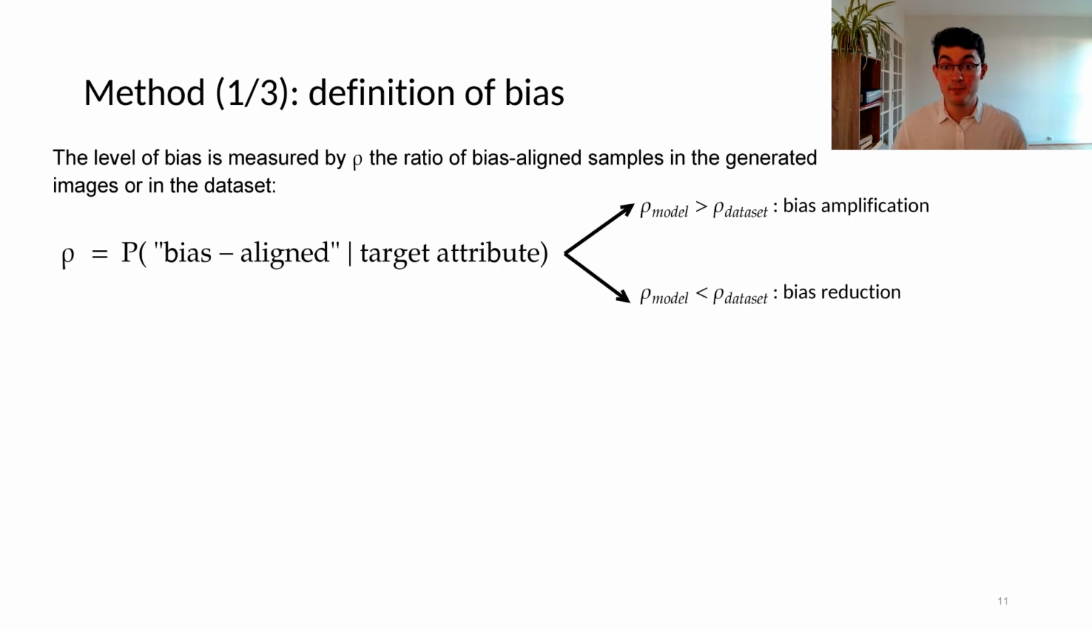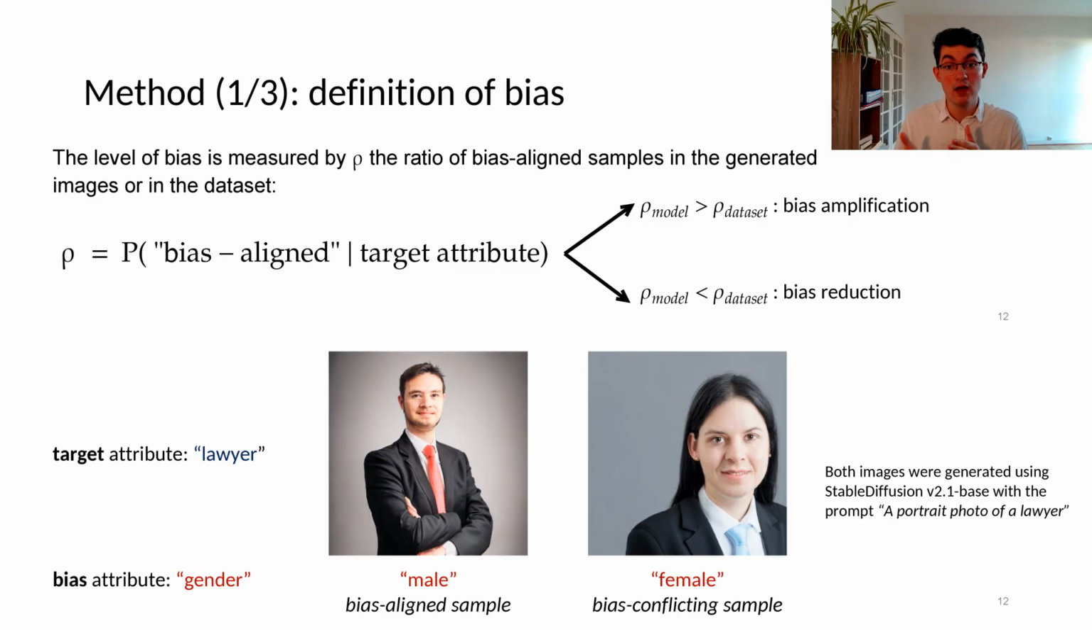First, we define the level of bias as ρ, the probability for a given sample to be bias aligned, meaning that its bias attribute aligns with its target attribute. For instance, if the target attribute is a person's occupation and the bias attribute is their gender, then male lawyers are bias-aligned samples. We then simply check whether ρ of generated images is greater than ρ in the dataset.